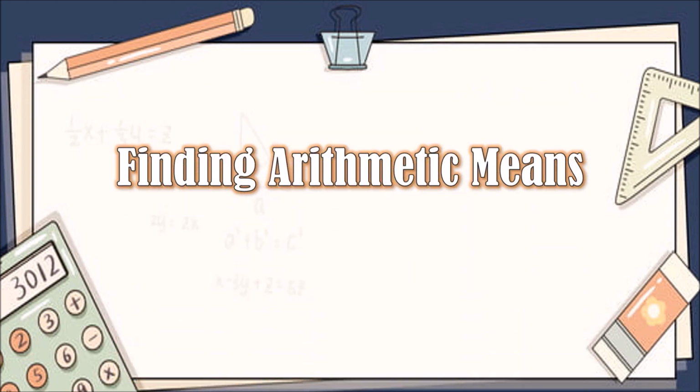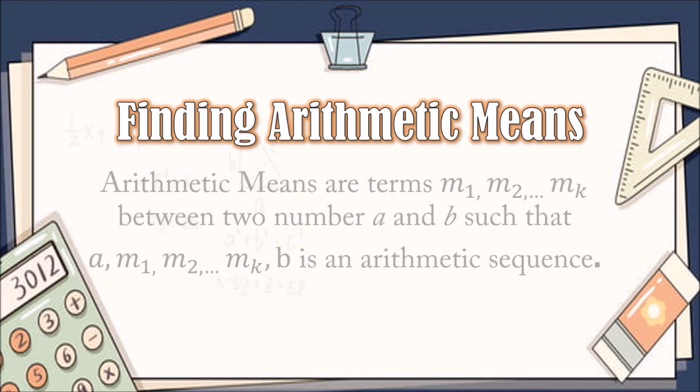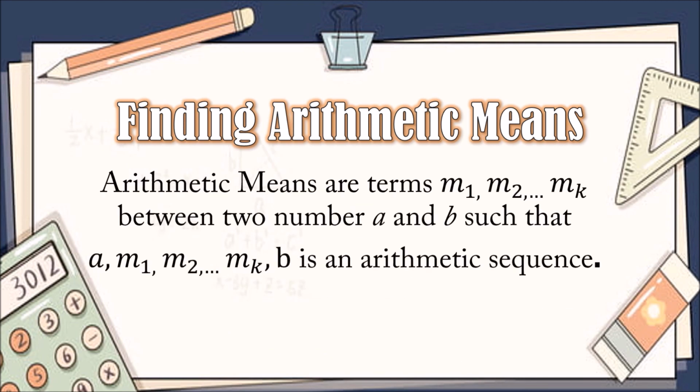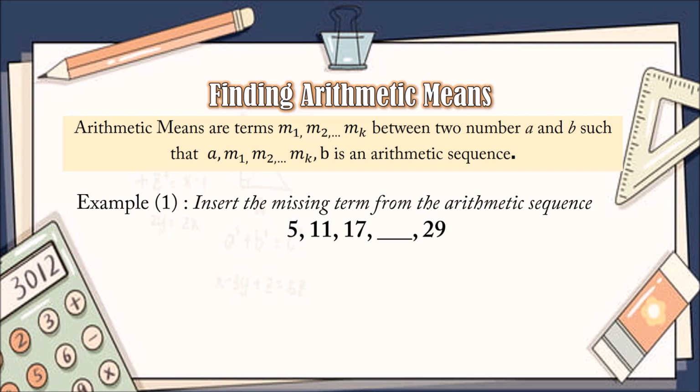Now, let's discuss how to find arithmetic means. In finding arithmetic means, we insert terms m sub 1, m sub 2, and so on up to m sub k between two numbers a and b such that a, m sub 1, m sub 2, up to m sub k, b is an arithmetic sequence. In finding the arithmetic mean, we have example number 1. Insert the missing term from the arithmetic sequence 5, 11, 17, blank, and 29.